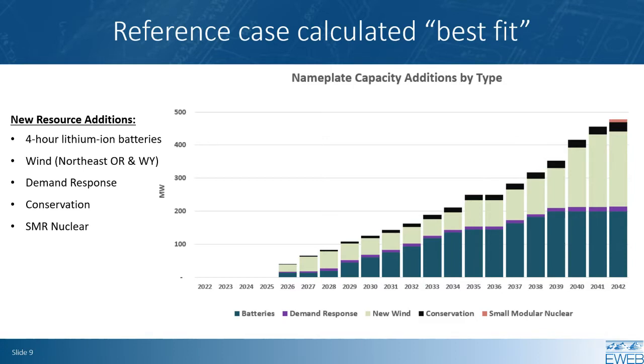The model also selected affordable conservation programs that had a levelized cost below $15 per megawatt hour. The model was selecting approximately 1 megawatt of peak conservation each year, which is roughly half the amount of conservation that EWEB's programs currently target today. As you can see, the model continues to add that same mix of batteries, wind, demand response, and conservation throughout the study period until that very last year.